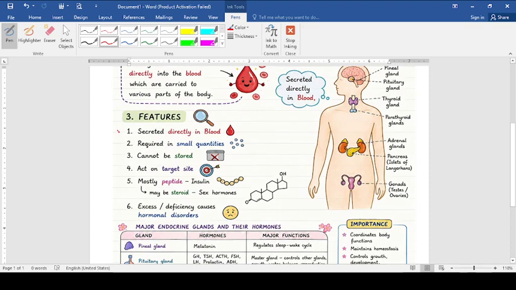First, they are directly secreted into the bloodstream. As I discussed already, there is no pipe, there is no tube. So whatever hormones are synthesized will be directly poured into the blood. Second, they are required in very small quantity, and that small quantity is sufficient for regulation in the body. If it is secreted more or less, it may create problems in the body or abnormalities which will be due to hypersecretion or hyposecretion of these hormones. It cannot be stored in the body, means whenever it is required by the body, it is synthesized and showing its action and regulation. It is always acting on the target site.